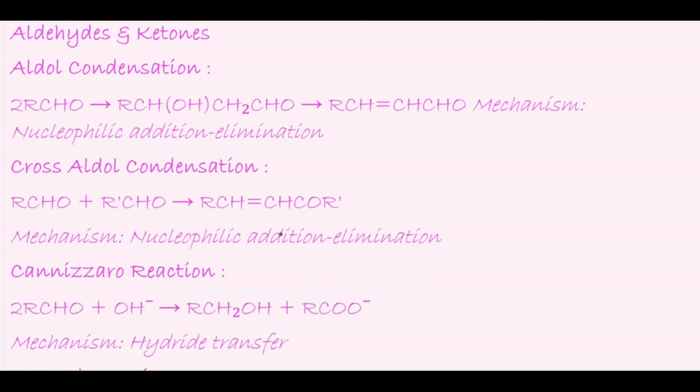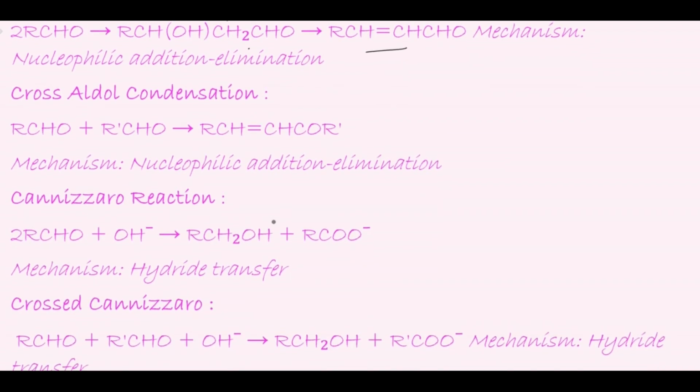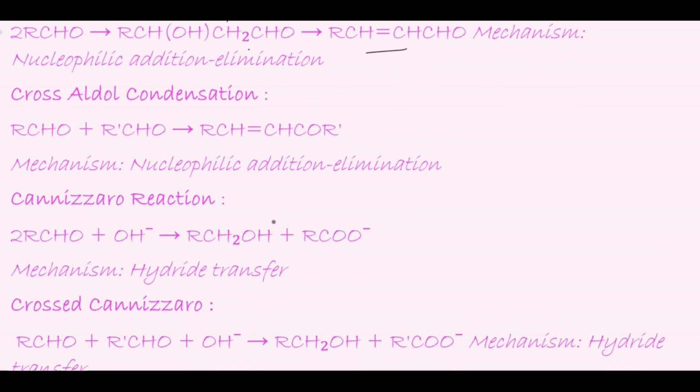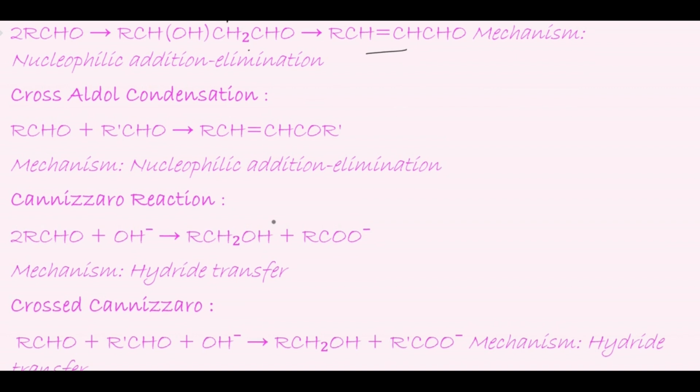Aldol condensation. So both the aldehydes are getting together to form a product. It involves the elimination of water and nucleophilic addition happens over there. So this is aldol, and after elimination it is forming an alkene. Okay, this is aldol. Cross aldol condensation means both the aldehydes are different, but this product will be same, mechanism will be same, just the aldehydes are different.